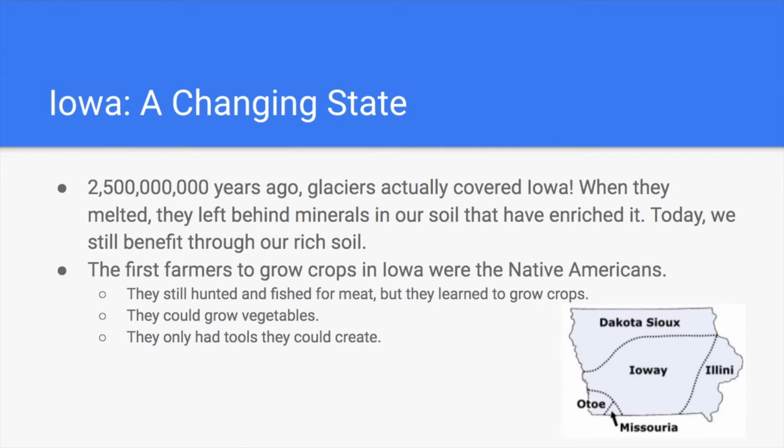The first farmers to grow crops in Iowa were Native Americans. Now, they still hunted and fished for meat. They didn't have livestock, but they did learn how to grow crops, a lot of vegetables, things like squash and corn. But they only had farming tools that they could create. So they still didn't have things like plows that we'll see a little later.